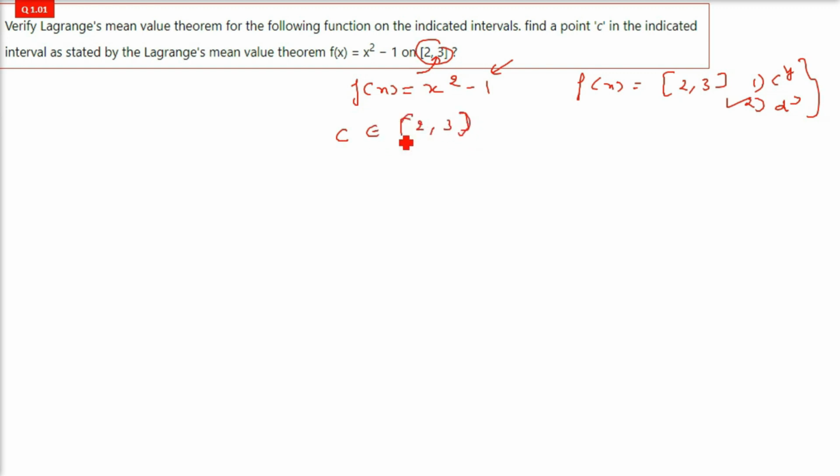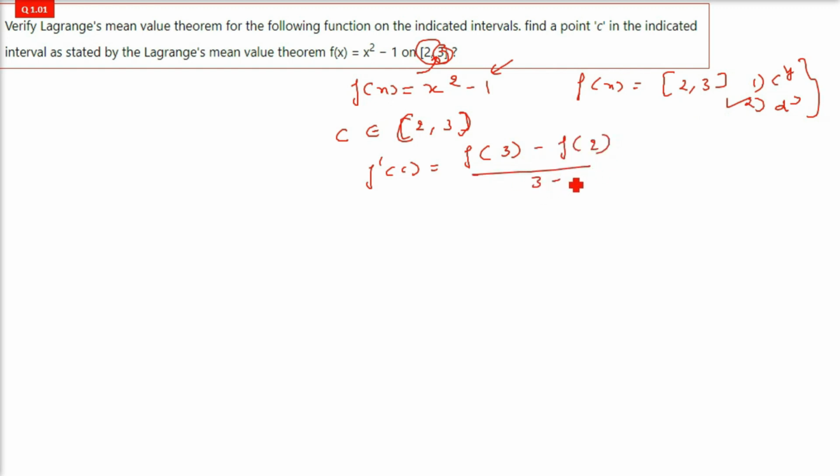Remember, in Rolle's we always talk about the square brackets, and here also we talk about the square and round brackets. Square brackets mean the endpoints are included, round brackets mean they are not included. So the square bracket is more restrictive than the round brackets. That's what I wanted to say.